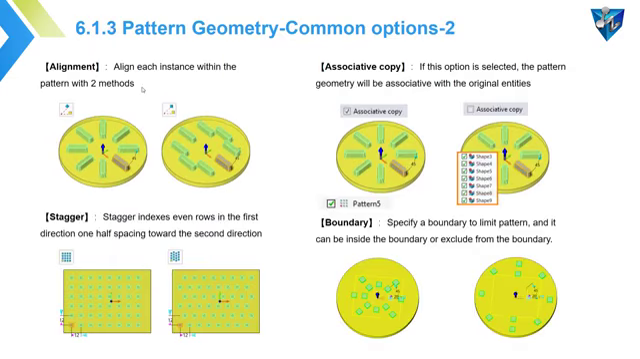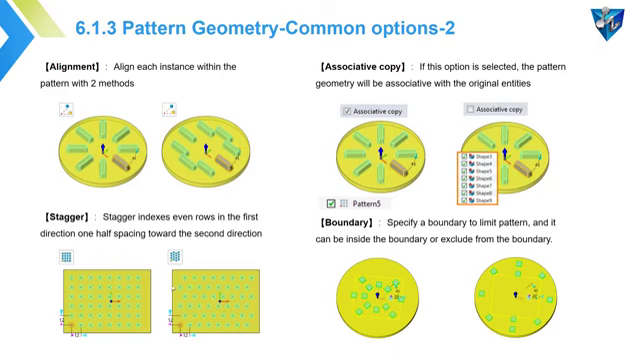And the next option is alignment. We can align each instance identical to the base object, or align the instances with the axis of rotation. And the next one is stagger. If you check the option, it will stagger the instances by half the pattern distance. Here you can see the result difference in the figure below.